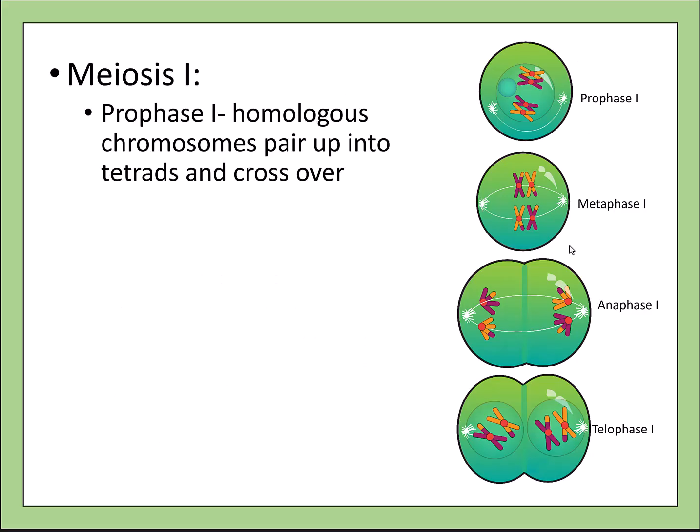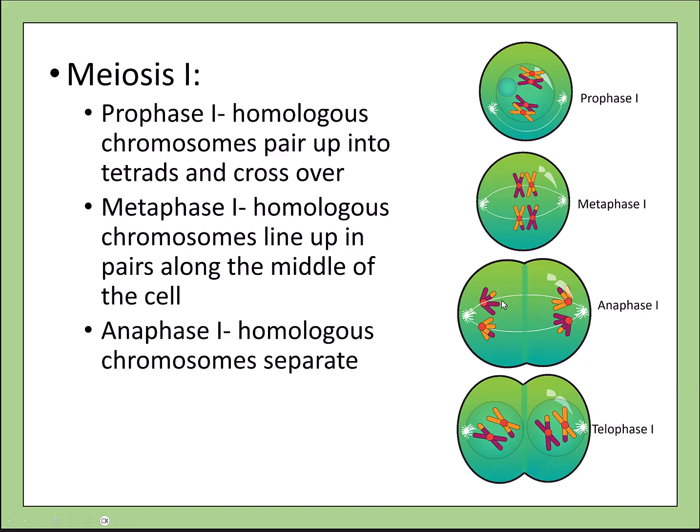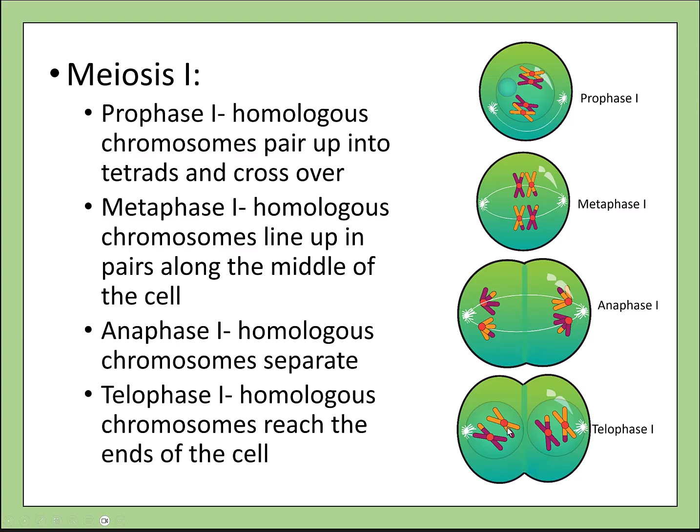So here's what that looks like. In prophase 1, homologous chromosomes are pairing up into tetrads and crossing over, exchanging genetic information. In metaphase 1, those homologous chromosome pairs, those tetrads, are lining up in the middle of the cell. In anaphase 1, homologous chromosomes separate, so whole duplicated chromosomes are being pulled to the ends of the cells. And then in telophase 1, we've now successfully separated the tetrads into their individual chromosomes, but they're still duplicated chromosomes.